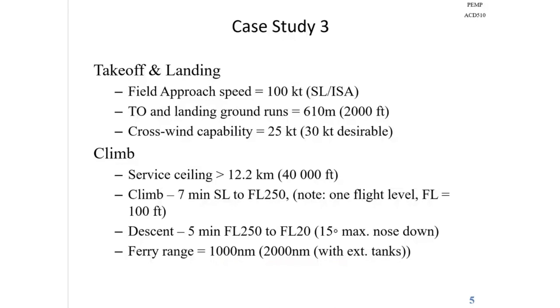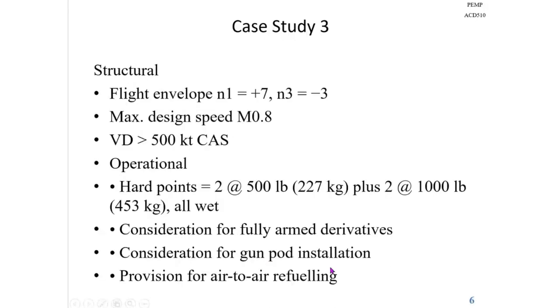It also has structural, this is a more detailed specification than the first two. You have +7 as the maximum load. Maximum design speed is 0.8 Mach number. There are also hard points on the structure where you can hang stuff, 500 kg stores. And from the number of stores, you need to find out the weight of the aircraft, because you are carrying those. These are all payload. And of course, there are other things like provision for air-to-air refueling and all. These are more detailed, which won't affect your initial design.